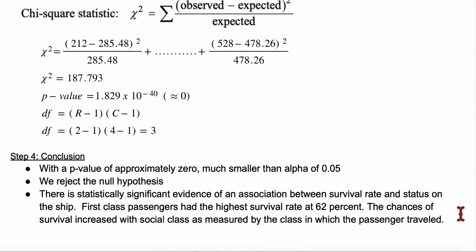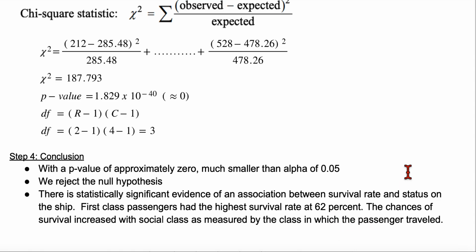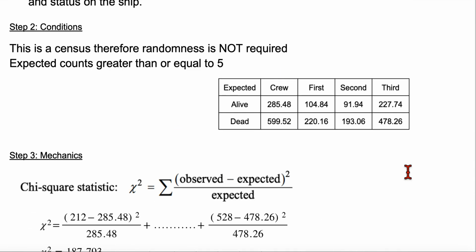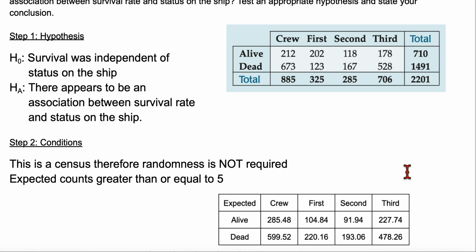And again, where did I get the 62%? If you look back in the original table, 202 out of 325 is the percent of first class passengers who survived. So 202 divided by 325 is roughly 62%. As opposed to, if you looked at all the people who survived on this ship, 710 survived out of 2,201, which is basically a survival rate of 32.3%.